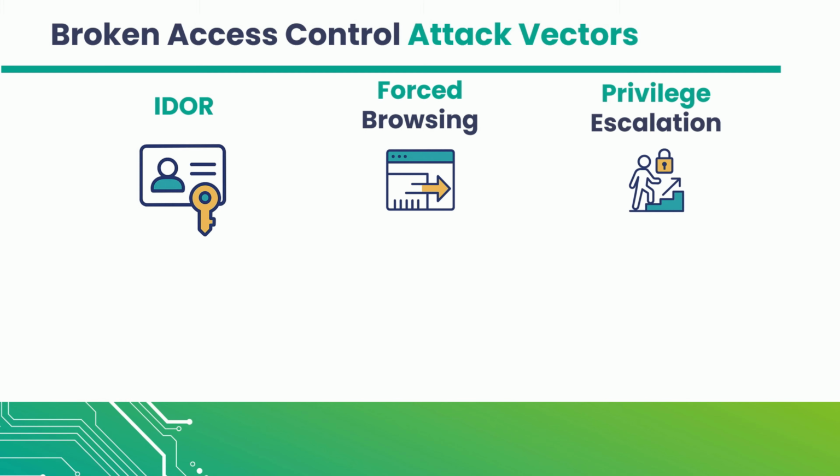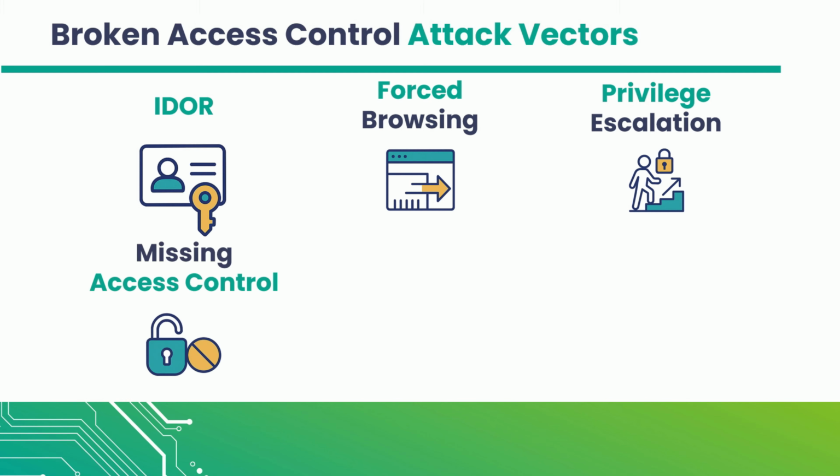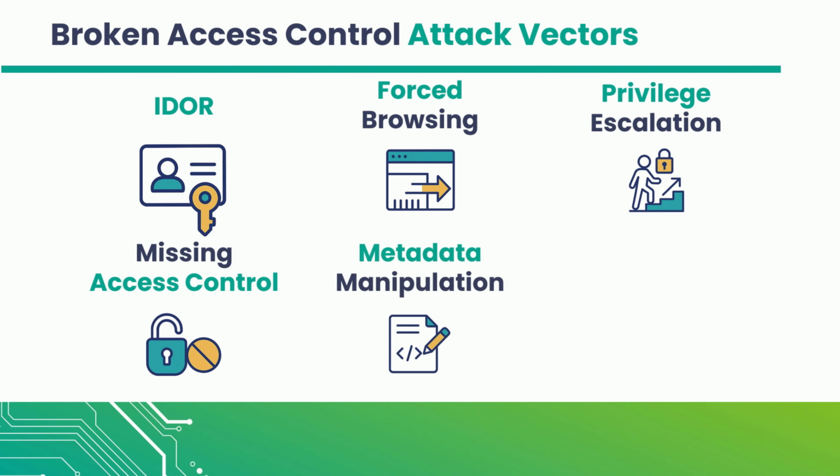Privilege escalation. When a low-privileged or even unauthenticated user gains access to high-privilege features like admin functions. Missing access controls. When web apps or APIs lack proper restrictions, allowing unauthorized users to perform dangerous HTTP actions like delete, or put. Metadata manipulation. This includes things like replaying or altering access tokens, like JWTs, cookies, or hidden form fields to gain unauthorized access.